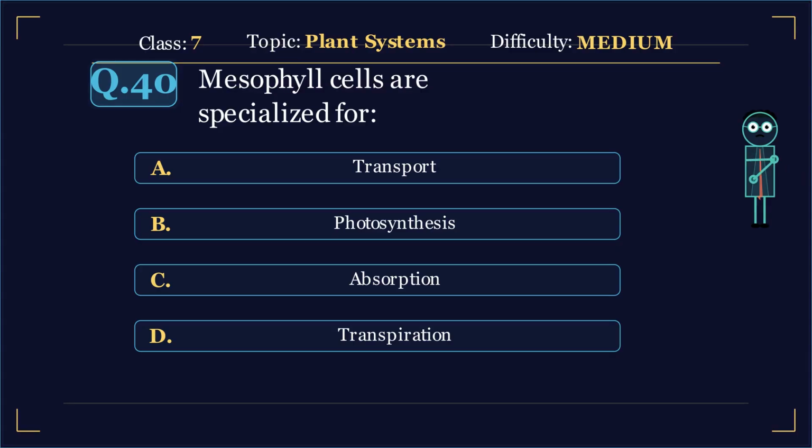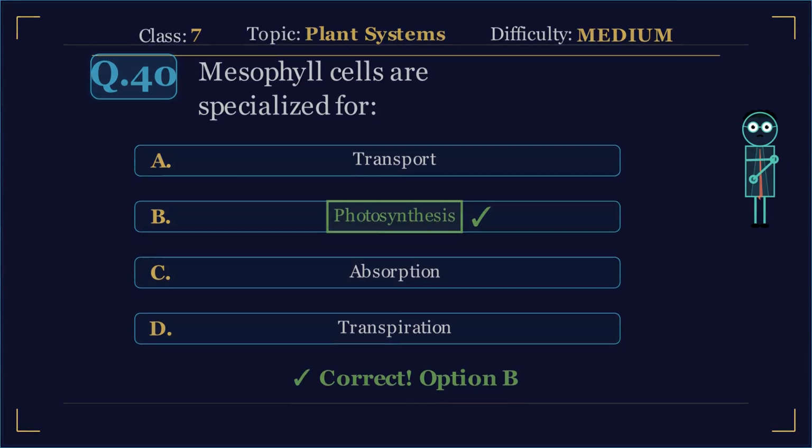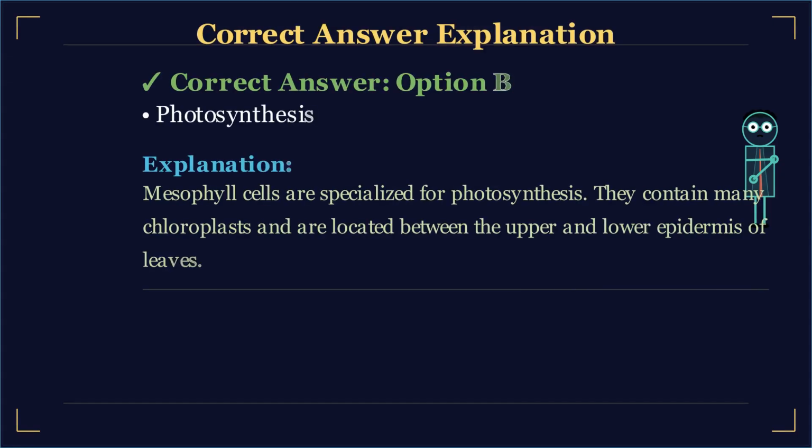The correct answer is option B. Here's the explanation for the correct answer. Mesophyll cells are specialized for photosynthesis. They contain many chloroplasts and are located between the upper and lower epidermis of leaves.